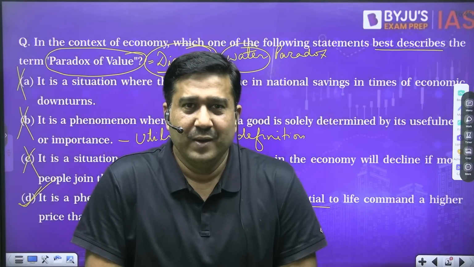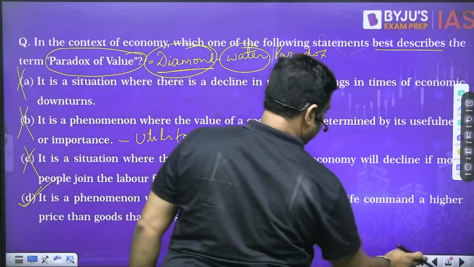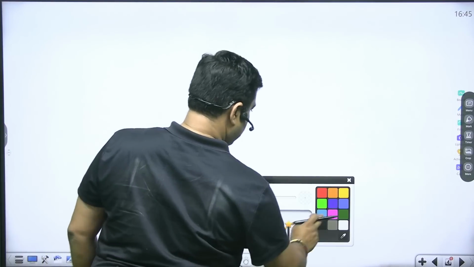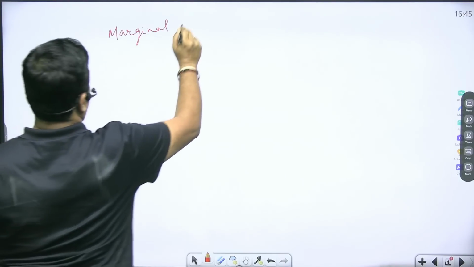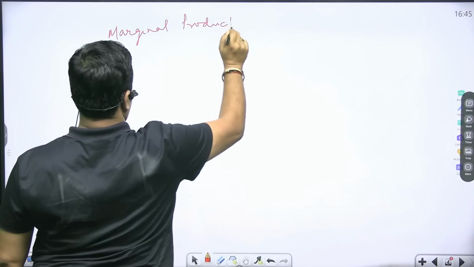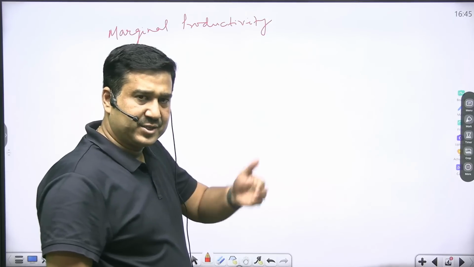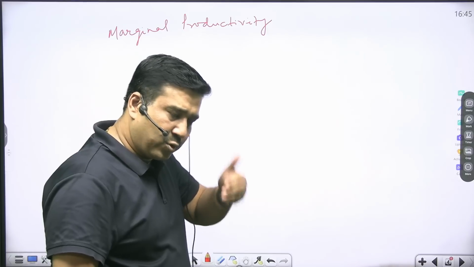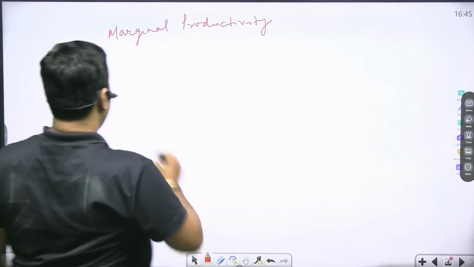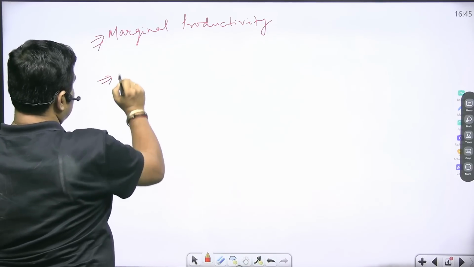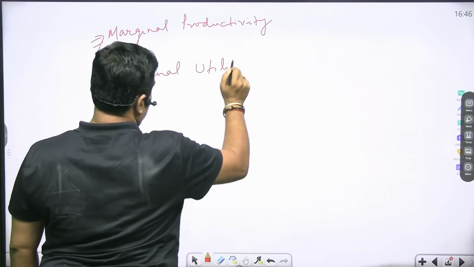This paradox of value happens because you might have heard of a very beautiful concept, and that is known as marginal productivity. Marginal means with every extra unit. If productivity is added, their value would be high. And related to this is the concept of marginal utility.